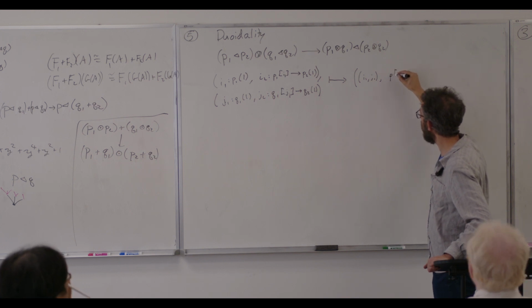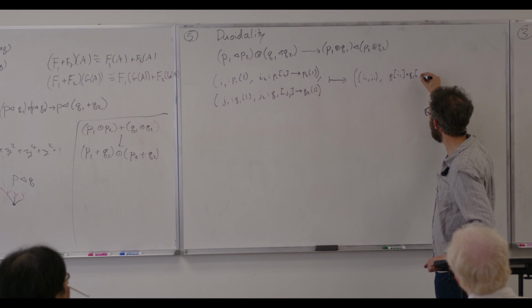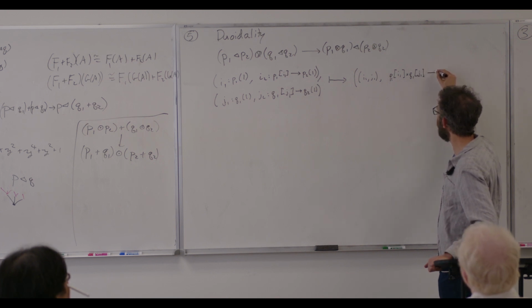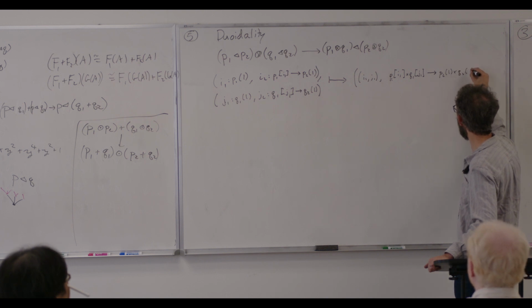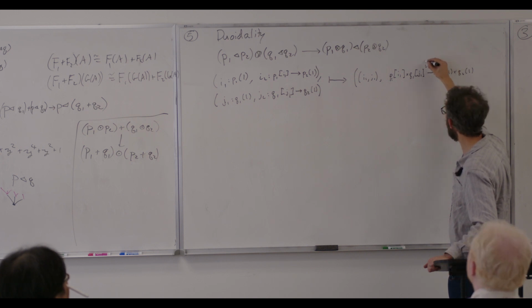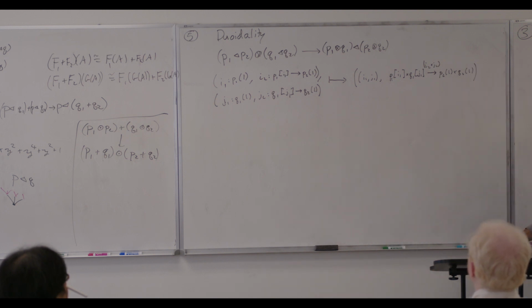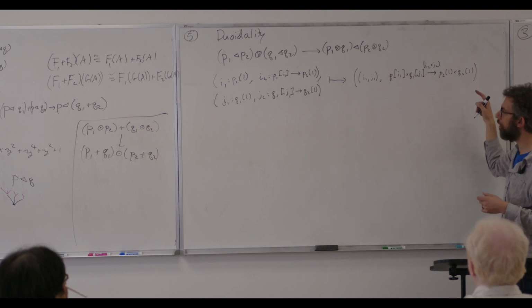So I need a map from P1 bracket I1 times Q1 bracket J1 to P2 of 1 times Q2 of 1, and I use I2 times J2. I2 times J2 was exactly what I needed.